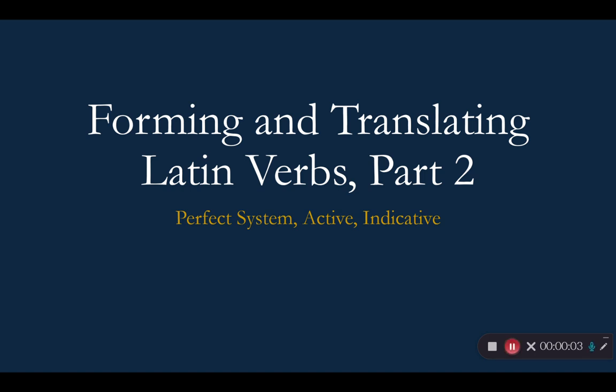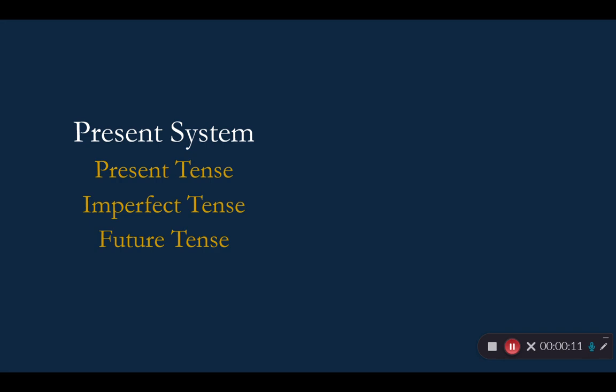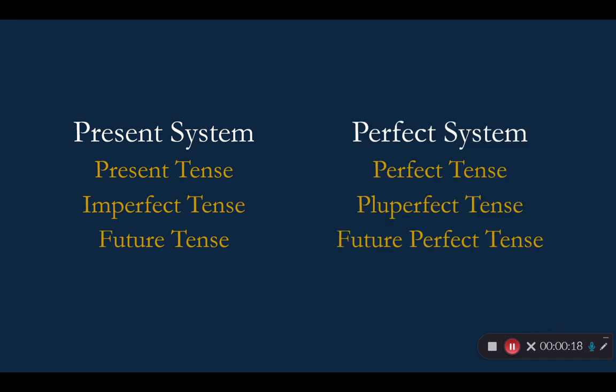This is our second video about Latin verbs. In this video, we'll review the perfect system and the active voice and the indicative mood. Remember that Latin has 6 tenses. We organize these tenses into 2 systems, the present system and the perfect system. The present system consists of the present, imperfect, and future tenses. The perfect system consists of the perfect, the pluperfect, and the future perfect tenses.